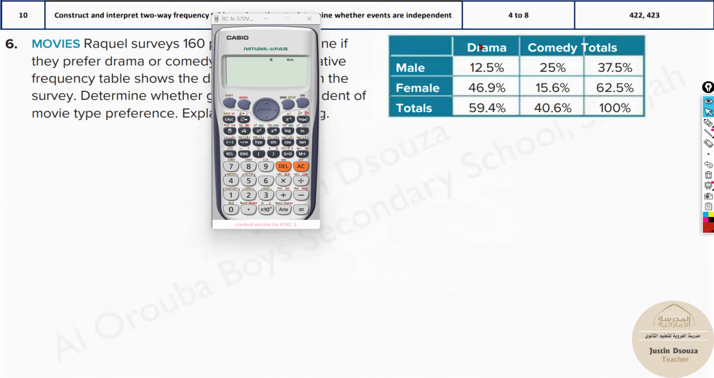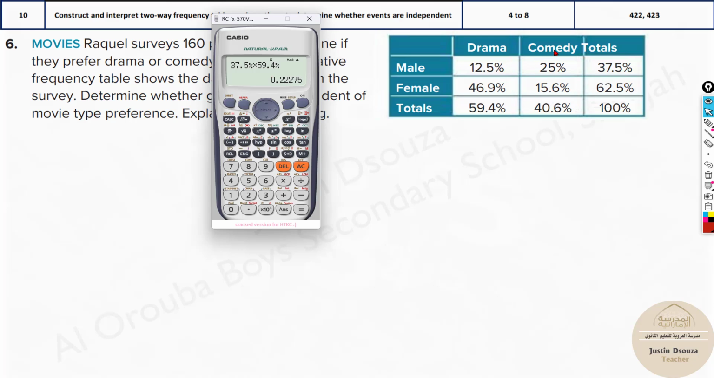All you need to do is to find this drama male, just multiply the totals. That is 37.5 percent over here, or you can take it as 0.375, multiplied with 59.4%. Don't forget the percent. Now the answer is how much? It is 22.2%. It's not matching. So I can just stop. You can try the other values. All the values should match only if they match.